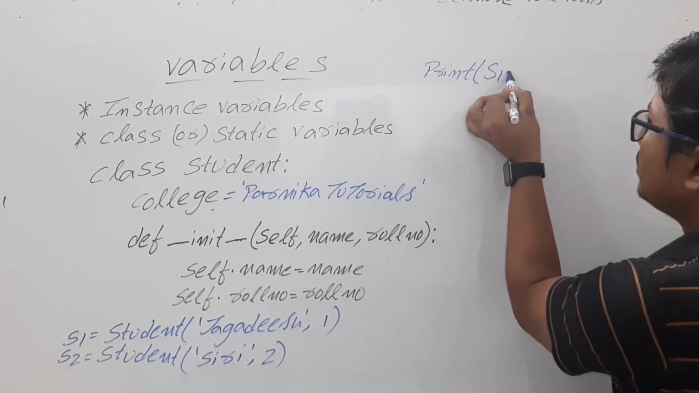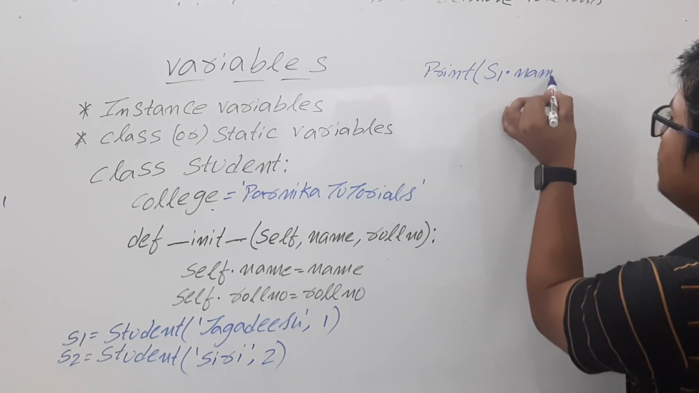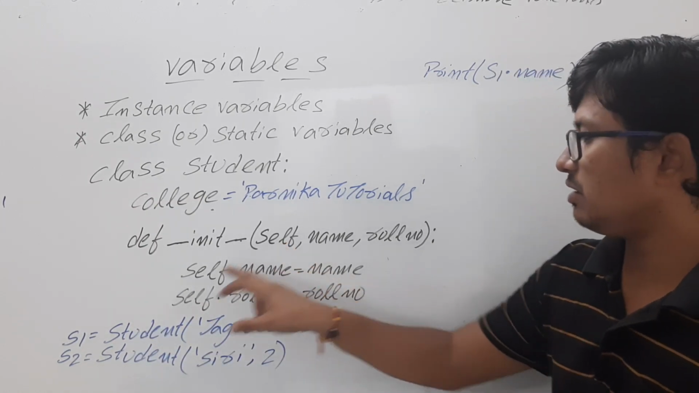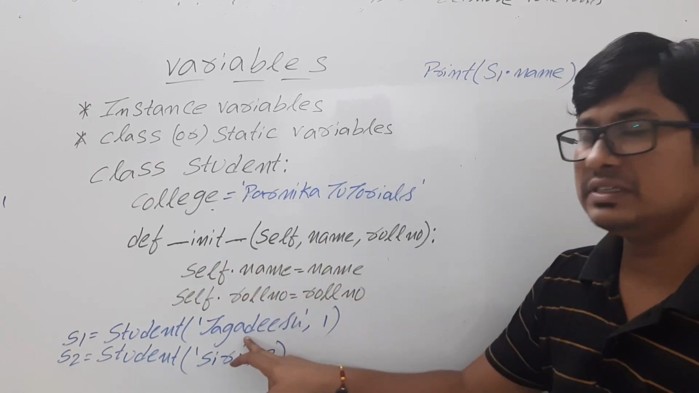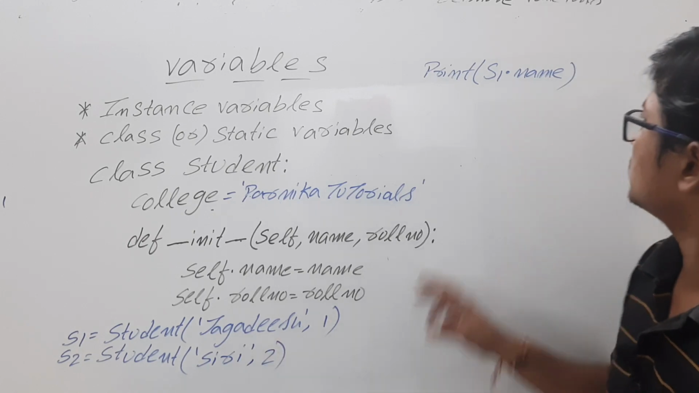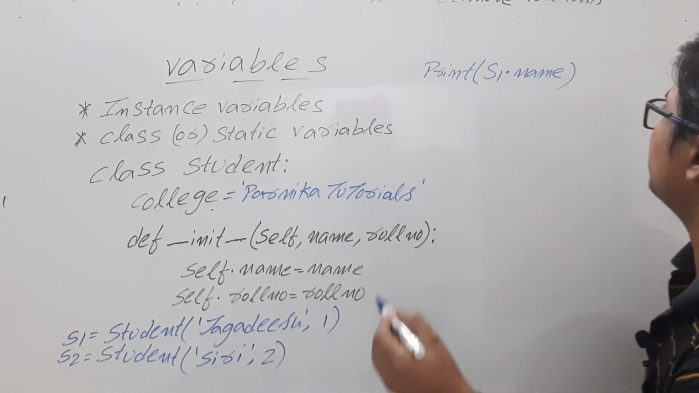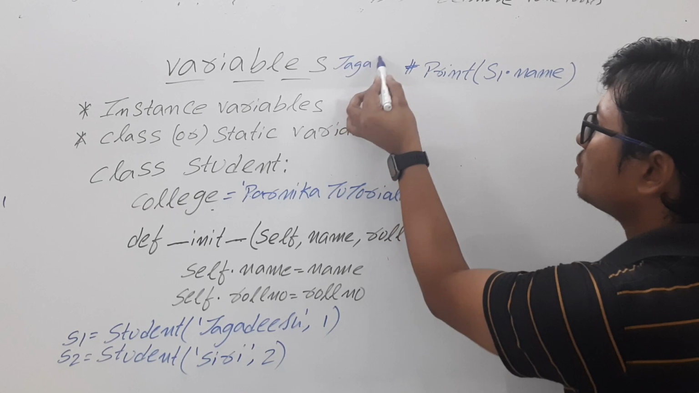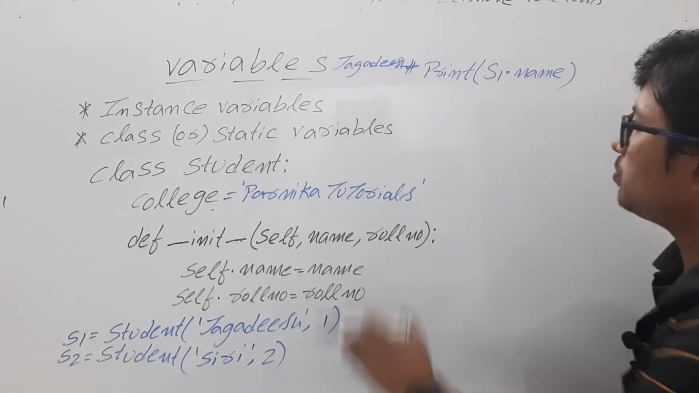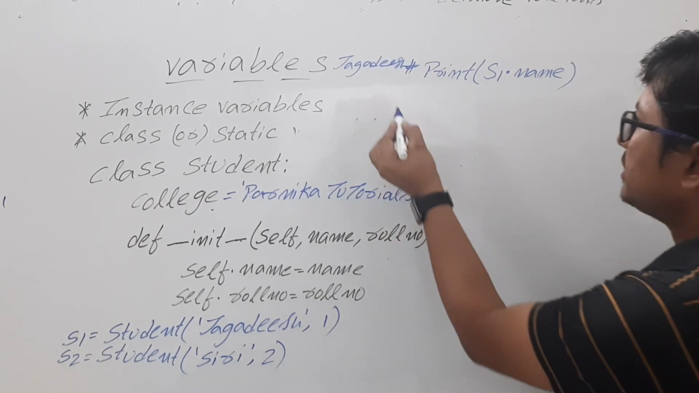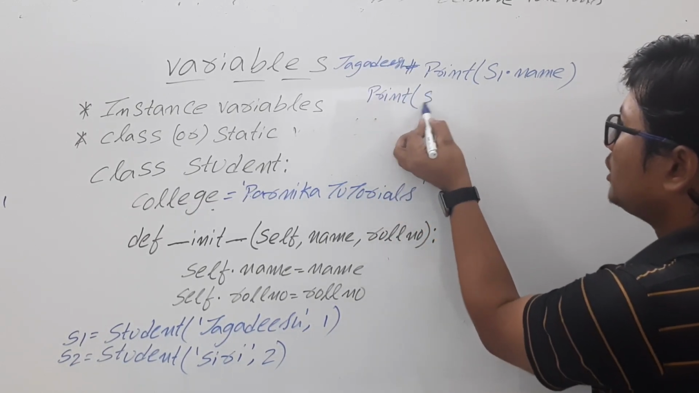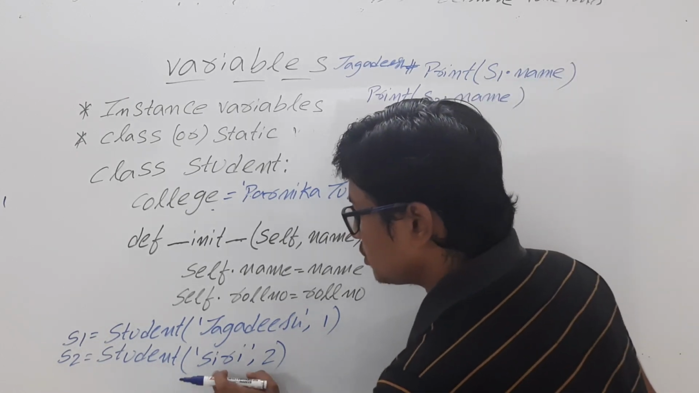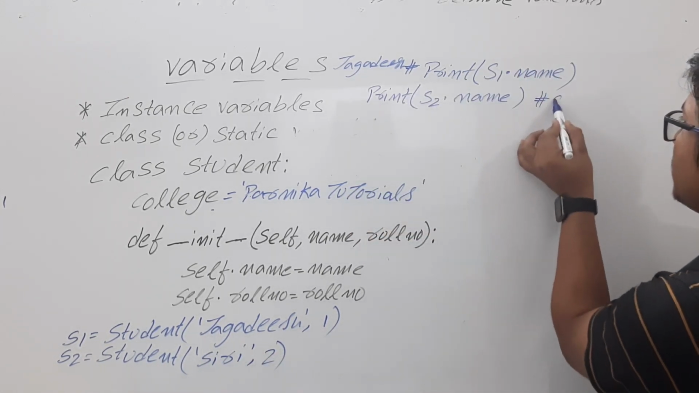Now, if I write print s1 dot name, can anyone guess what will be the output? S1 is the object, so self will be S1, and the name I have given is Jagdish, so s1 dot name is equal to Jagdish. That is what I am trying to print. So here I will get the output as Jagdish. Suppose I write print s2 dot name. Then what will be the output? S2 is the object, and Siri is the name you are passing, so the output will be Siri.